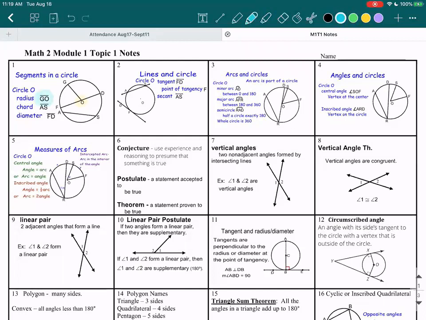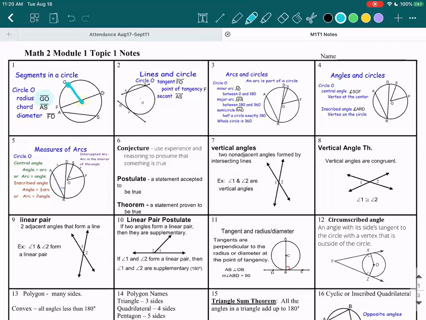Okay, so it says GO and it has a line on top, so that means we start at G, which I'm putting a blob on right there, and you go towards O. So this blue line right over here, this is your radius. And a radius goes from the outside to the center, okay? It's that distance.